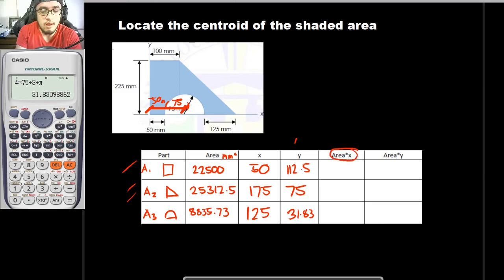So now that we have all of these values already, what we would be doing is multiplying the area times the respective lever arms. So the area times the lever arms would be 22500 times 50. So that is for the first, 1,125,000. And for here, area times y, that is 22500 times 112.5, so that is to be 2,531,250.